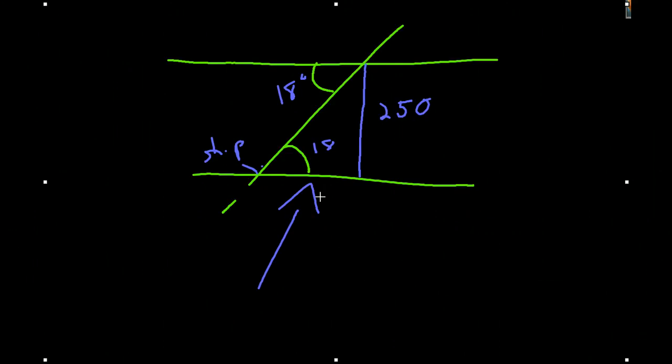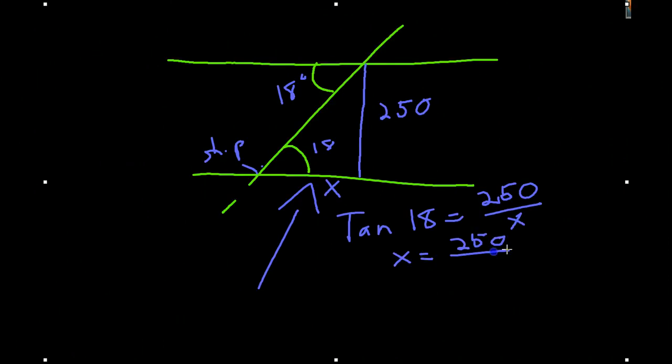The function of the angle equals the opposite side divided by the adjacent side. The tangent of 18 equals 250 divided by what we're looking for. Let's call that x, divided by x. Now, we talked before in class, we are going to switch the variable with the function and the angle. Algebraically, that works out, so we get x equals 250 divided by the tangent of 18.